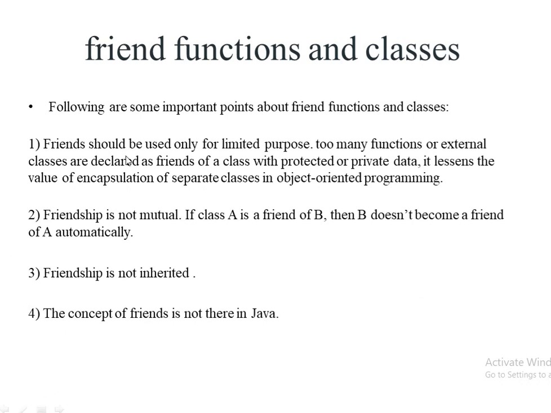Friend functions and friend classes combined. Following are some important points about friend functions and classes. Friends should be used only for limited purposes. Too many functions or external classes declared as friends of a class with protected or private data is not advisable. Friendship is not mutual, meaning if class A is a friend of B, then we can't say that class B is a friend of A automatically. Friendship is not inherited, meaning if B is a friend of A and C is a friend of B, then we can't say C is a friend of class A.